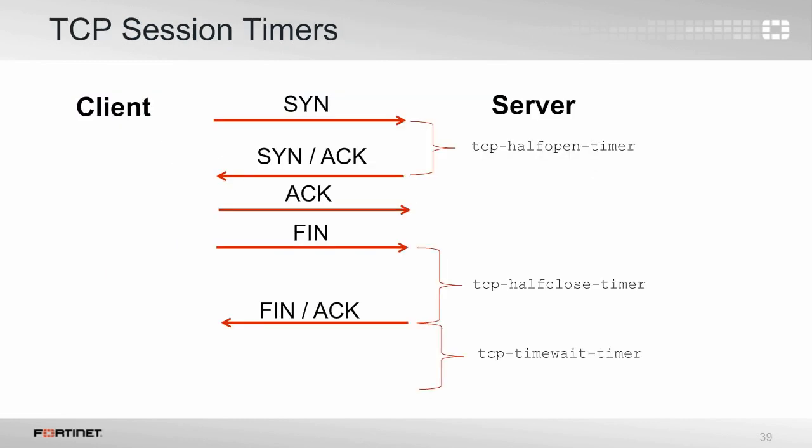The TCP half-open timer controls for how long, after a SYN packet, a session without SYN ACK remains in the table. The TCP half-closed timer controls for how long, after a FIN packet, a session without FIN ACK remains in the table. The TCP time wait timer controls for how long, after a FIN ACK packet, a session remains in the table. A closed session remains in the session table for a few seconds more to allow any out-of-sequence packet.